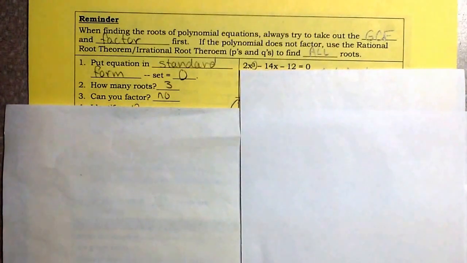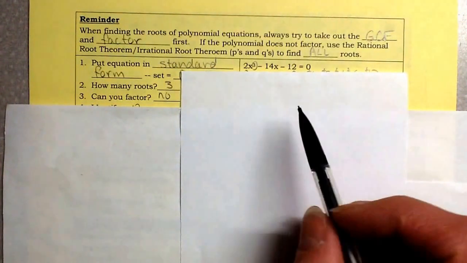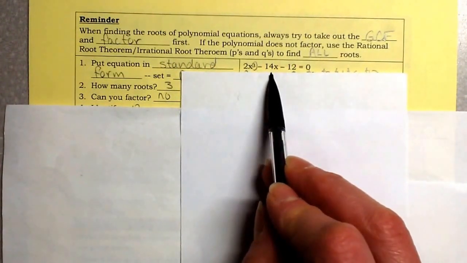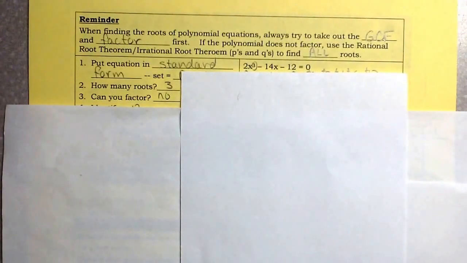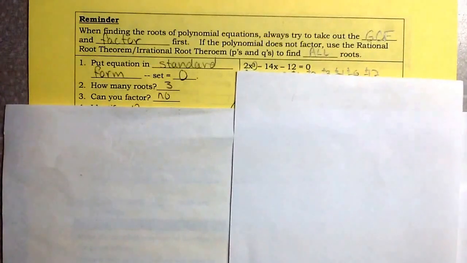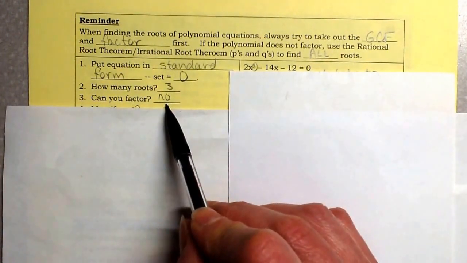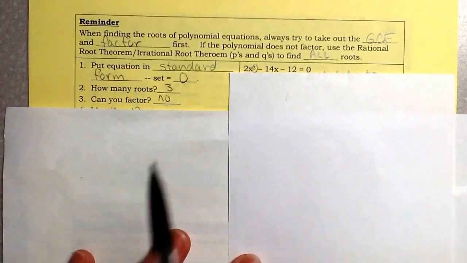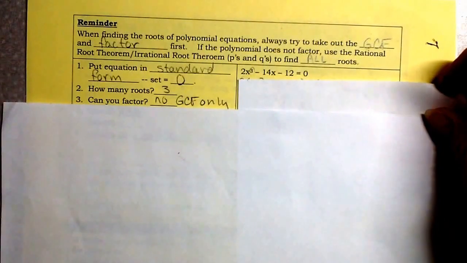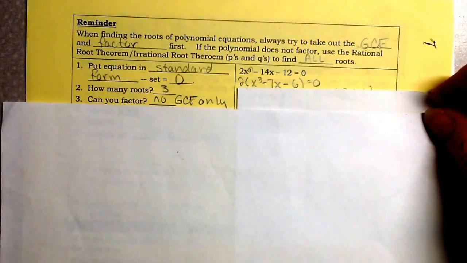Try to factor it. Now, some people might say, well, yes, you can factor that, but the problem is it's cubic, so we can't do a times c to sum to b. That only works for quadratics. And we can't do grouping. So we can't factor here. The only thing that we could do is pull out a GCF, which would be 2. So the only thing that you can do is take out a GCF here. So we can pull out a 2.